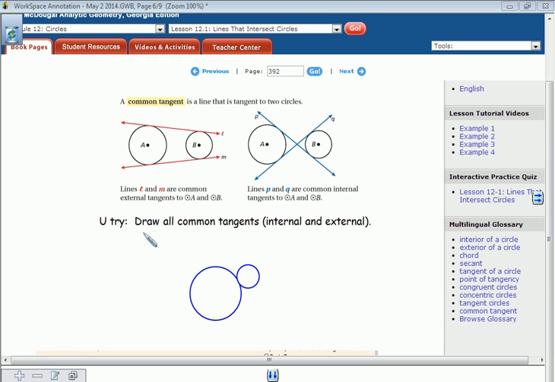Okay, here's a you try for you. I would like you to take these 2 circles, and these are tangent, and I'd like you to draw in all the common tangents. So you can think about it or you can draw it in. How many do you think there are? Now, circle A and circle B up here had 4 common tangents. How many do you think these 2 circles have?